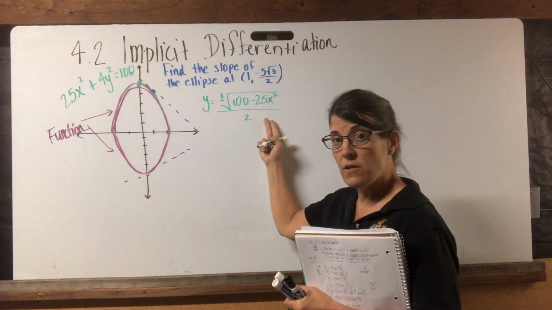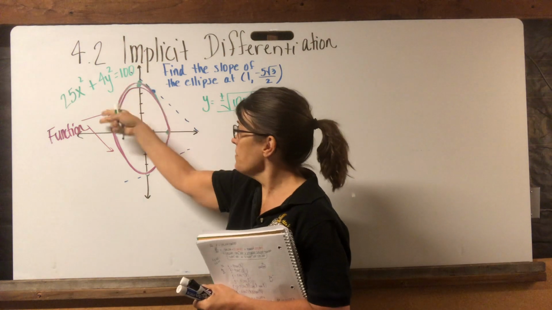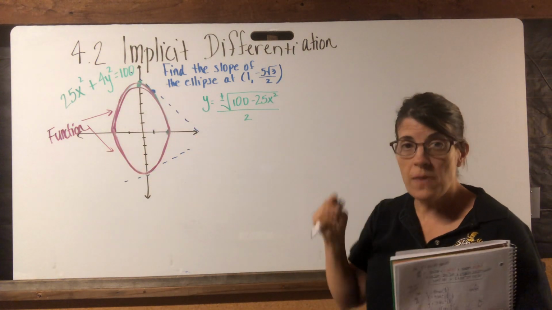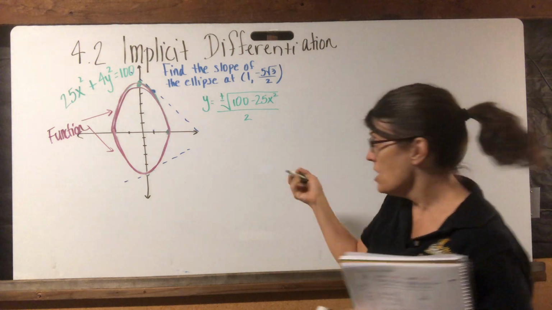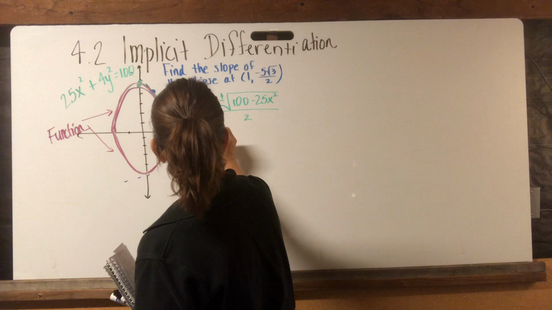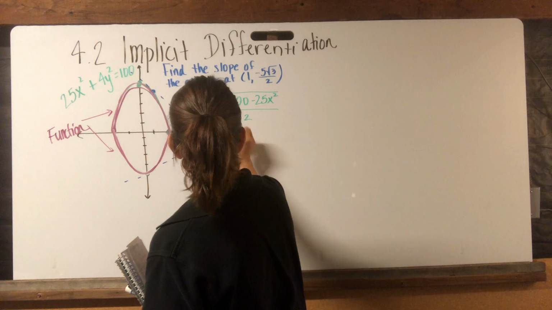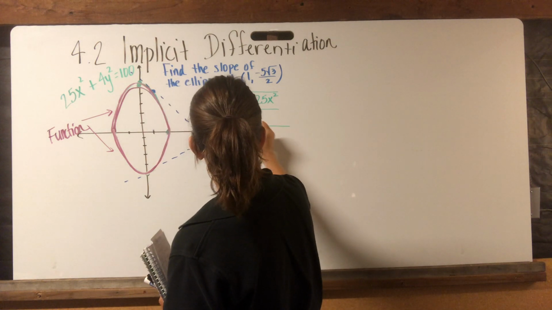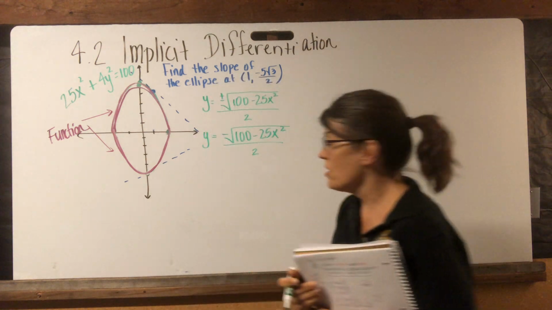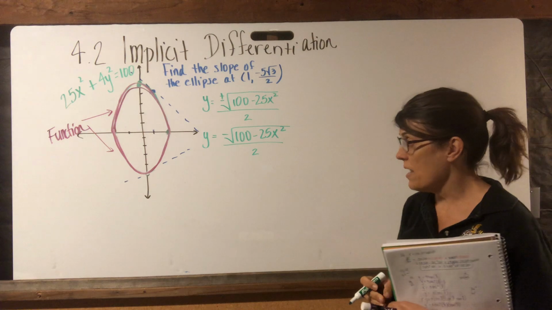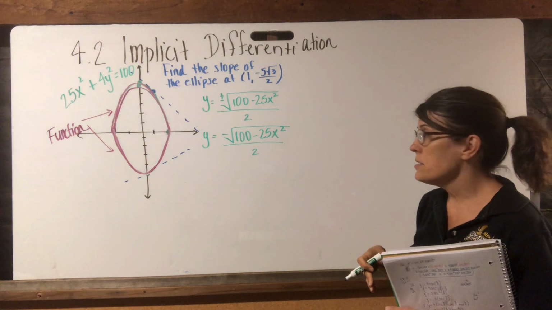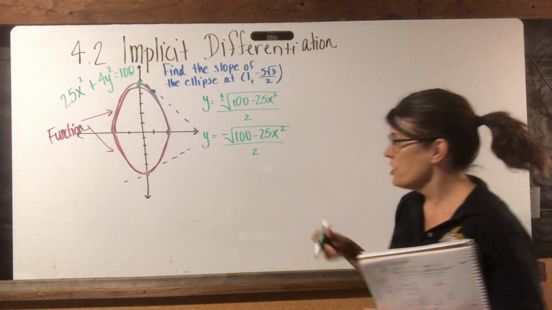Okay, so two functions. There's the positive function, the upper half of the ellipse, and then there's the negative function, the lower half of the ellipse. If I want to find the slope, I need to find the derivative. So I'm going to use y equals negative root 100 minus 25x squared all over 2. And I'm going to find the derivative using a combination of the chain rule and power rule.